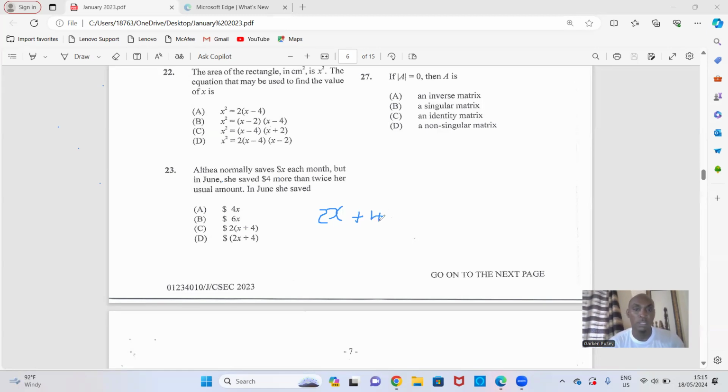If it was less, you'll be subtracting $4. So which one is saying the same thing? It's going to be D. And you have to be careful with C, because C is actually not saying this. If you should use the distributive law to expand this bracket, 2 times x is 2x, but 2 times 4 is 8. So it will be different from this. So you have to be careful with that one. All right, we're getting there. So let's jump to question 24.